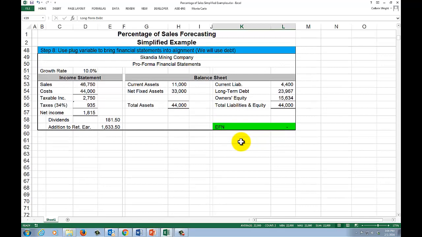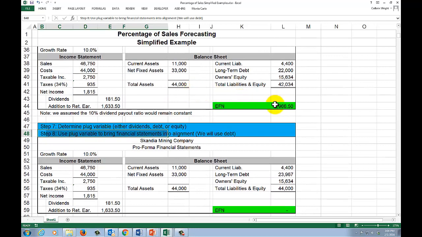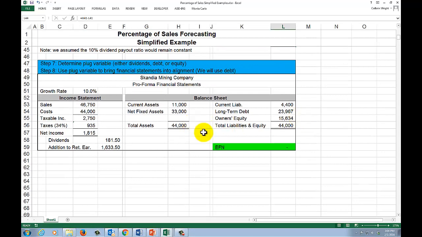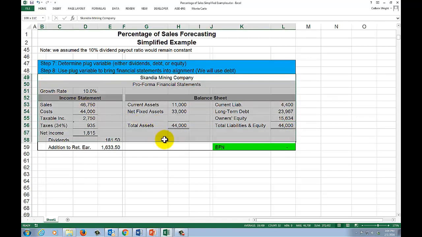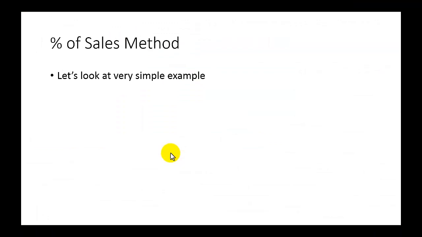So that means getting us into step 8, which is to use the plug variable to bring the financial statements into alignment. We're just going to add $1,966.50 to our long-term debt. You can see I've done that right here. And by doing that, we actually find ourselves with a balance sheet that balances. And here are our pro forma, or our forecasted financial statements. So that's just a really simple example to walk you through the steps that we just went through.